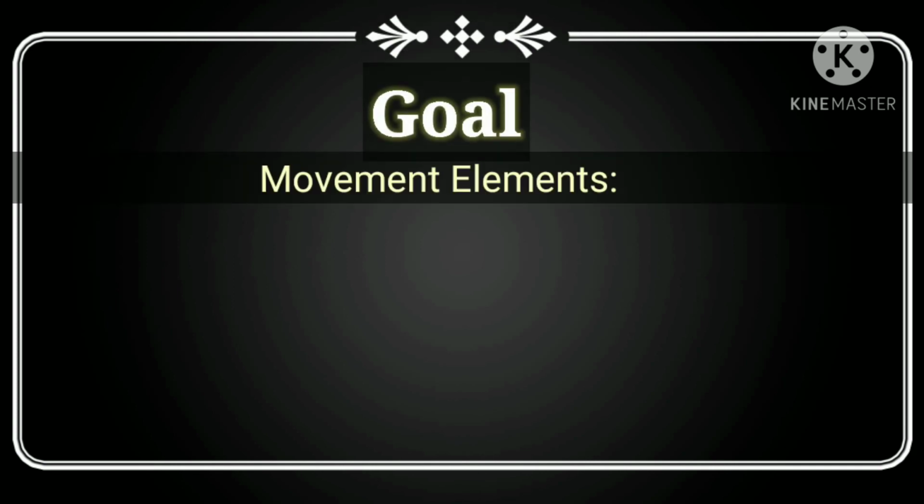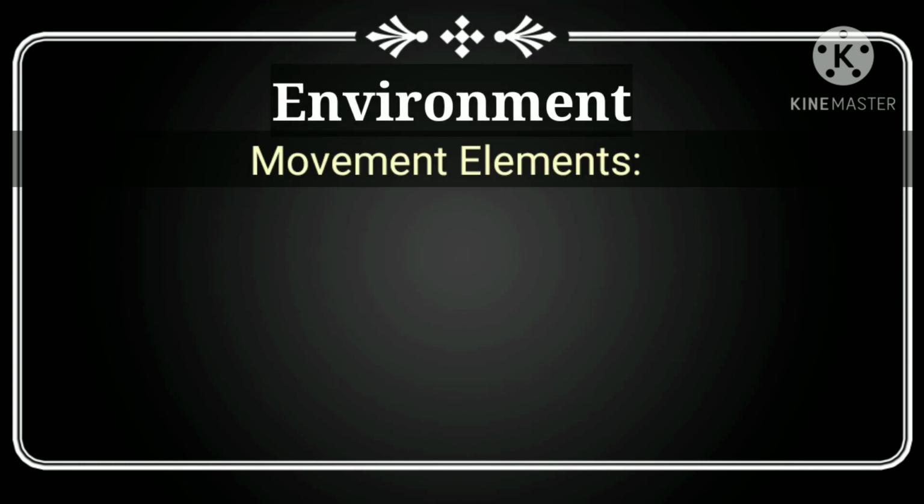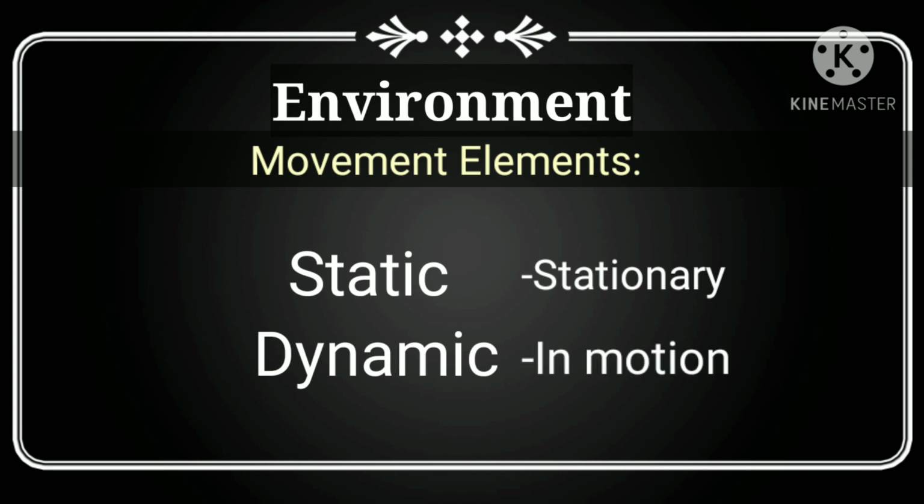The goal of the movement is the next category in the relationships movement concept and describes how people connect to one another. There are three basic situations, each with a different goal: cooperative, collaborative, and competitive. In this final category, the environment can be either static or dynamic. In a static environment, the object, implement, or apparatus is fixed or stationary, while in a dynamic environment, the object, implement, or apparatus is in motion.